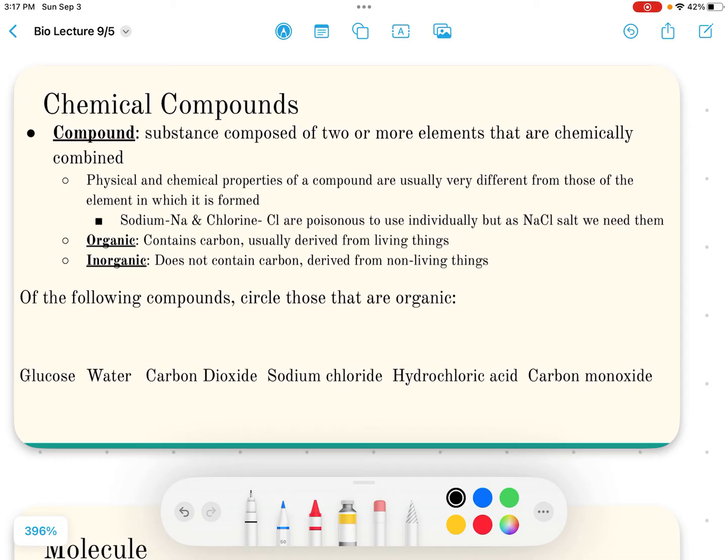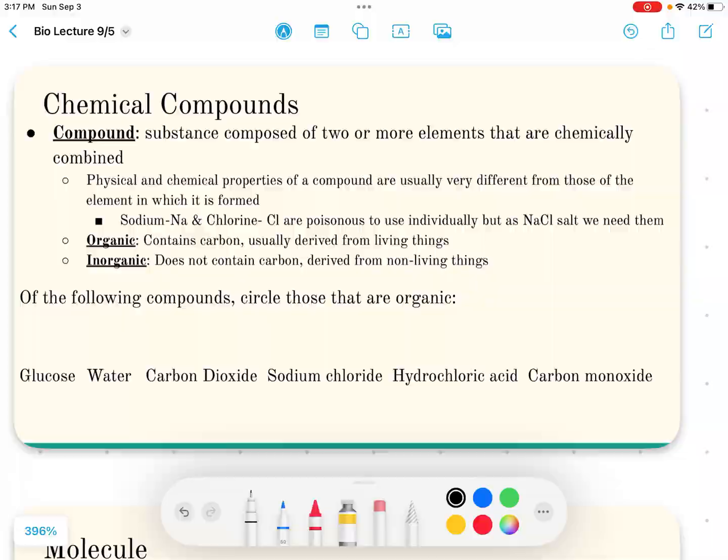So for example, we have sodium and chlorine. Sodium is Na, chlorine is Cl. They are both poisonous to use individually, but combined, they become NaCl, or sodium chloride, which is table salt that we use pretty much every day. So two things that are naturally poisonous on their own are combined together to make something we eat all the time. So they don't follow their individual selves. When they combine, they create this brand new substance.